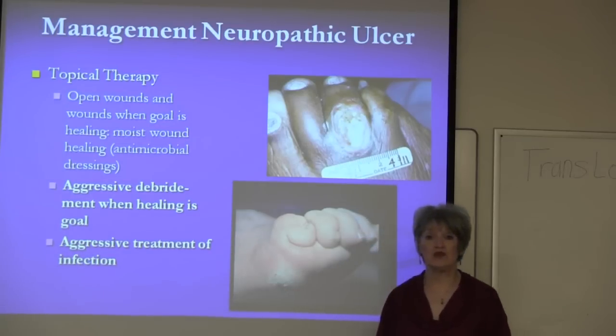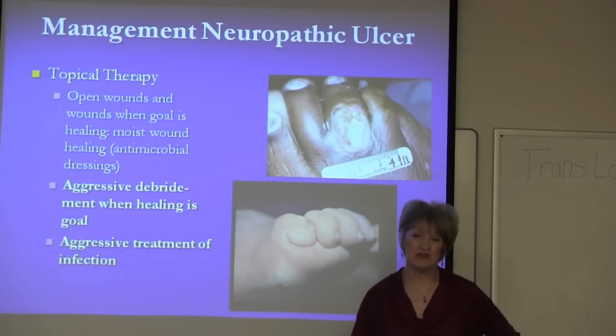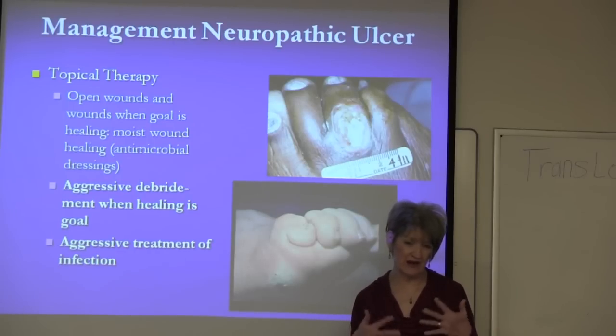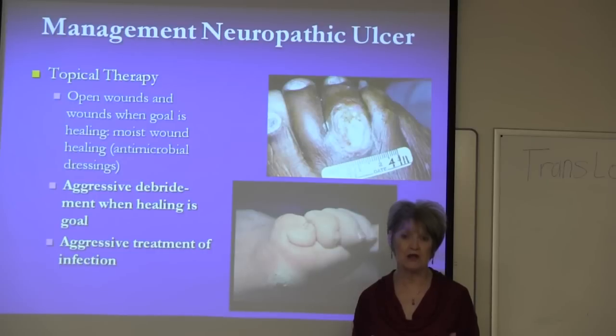Also, very aggressive treatment of infection. This will be one of your test questions, actually. What's particularly important within the area of topical therapy? What elements are particularly important when you're managing foot ulcers in the diabetic patient population? And the answer is early aggressive debridement if the wound's infected, if the wound's open, or if your goal is healing, and aggressive management of infection.